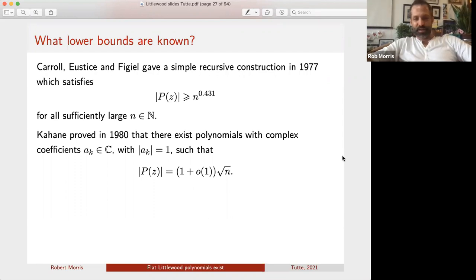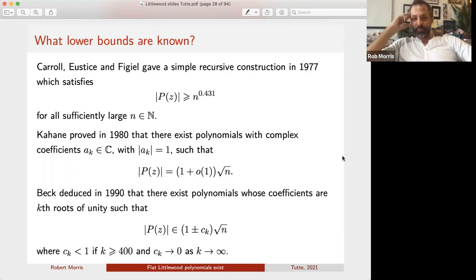And using this construction, Beck managed to show by a very clever argument that you can restrict your coefficients to be roots of unity, as long as your number of roots of unity is at least 400 or something. Then you can prove there are flat polynomials with those coefficients, and as your k gets bigger, your ck approaches 0. This generalizes Kahan's result. So I would note that these results all fit in with the heuristic that we had.